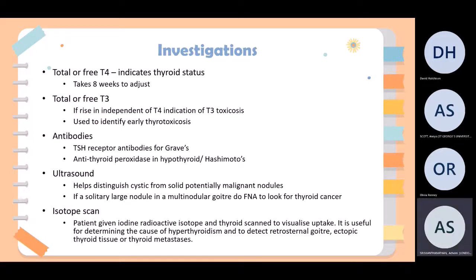And then you can also do your ultrasounds to identify what kind of mass you have in your neck. So if it's cystic or solid, and trying to differentiate to figure out if it might be malignant nodules. And you might want to do a fine needle aspirate as well if you're going down that malignancy cancer path. You can also do isotope scans as well.